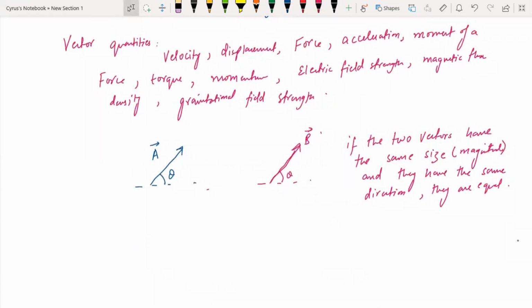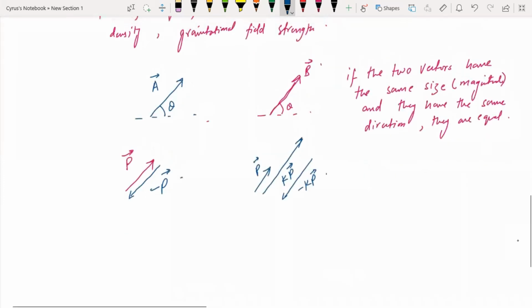However, if you have a vector like this, for example, this is vector P, and you draw a vector which is entirely the opposite of this, what is this vector? This is minus P. You have changed the direction altogether. However, you can also draw it like this. If you have a vector P here, and you draw a vector which is like this, now this vector is K times P, where K is a number, right? And if you draw a vector like this, it is going to be minus KP. I hope this is clear.